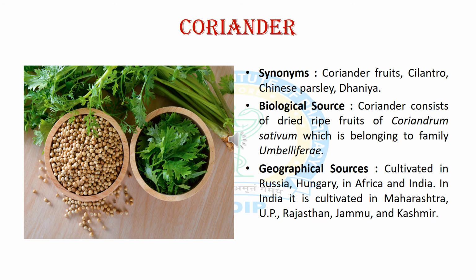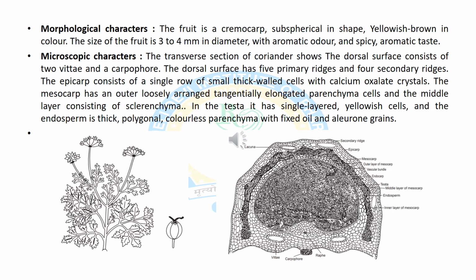Now we will discuss the fourth crude drug containing volatile oil, and it is coriander. The synonyms of coriander are coriander fruit, Chinese parsley and dhania. The biological source is the dried ripe fruit of Coriandrum sativum, which belongs to the Umbelliferae family. And the geographical source, it is cultivated in Africa and India, and in India it is cultivated in Maharashtra, UP, Rajasthan and Jammu and Kashmir. Now we will discuss morphological and microscopic characters of coriander fruit.